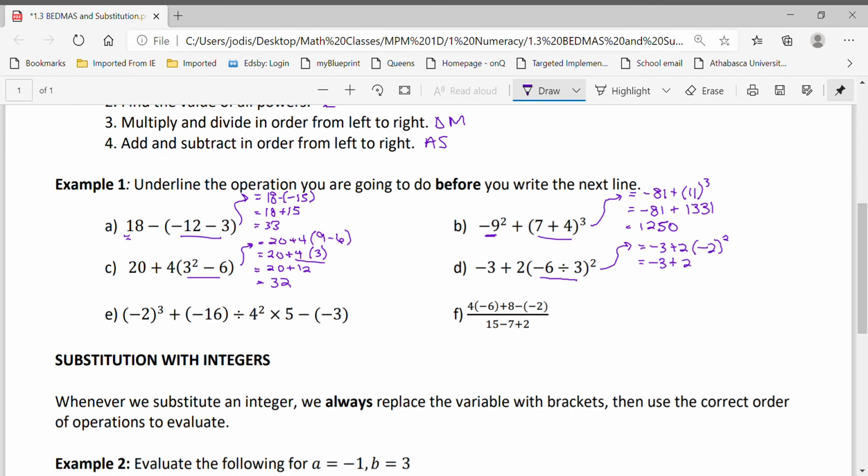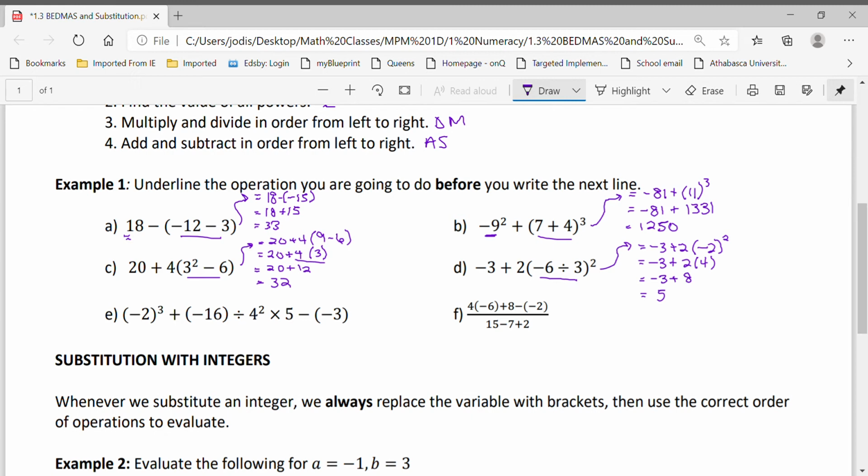We have to do this exponent first. So negative 2 squared is going to give us 4. Keep it in brackets. Remember that the brackets mean multiply, so we're going to have to do the multiplying first. That's going to give us 8. And then negative 3 plus 8 is just 5.